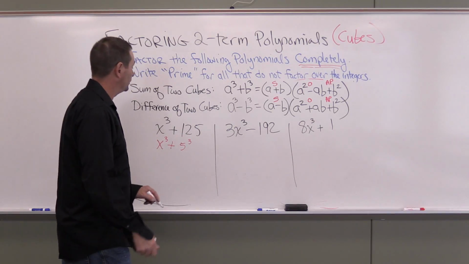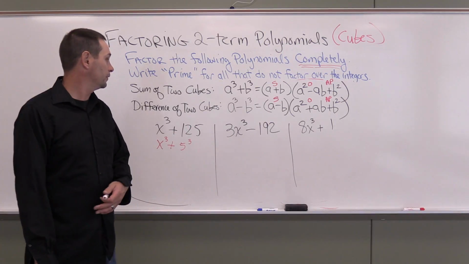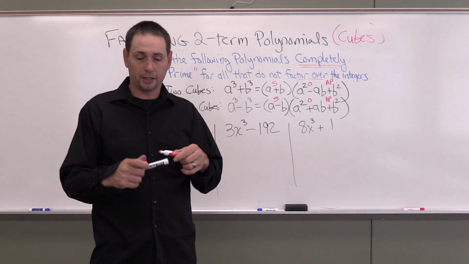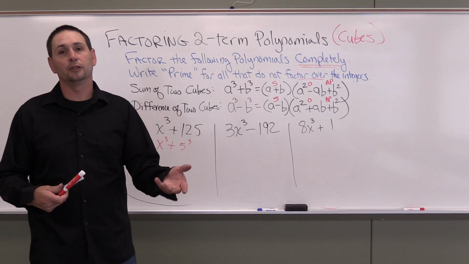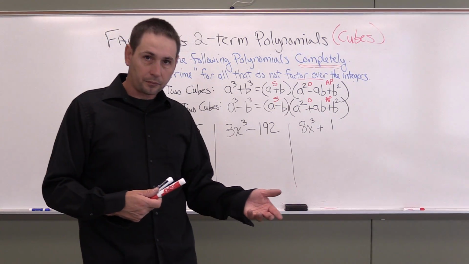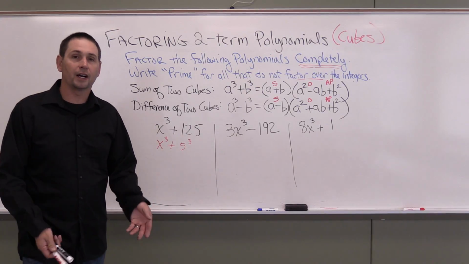Just like with the squares, it's going to be helpful to get to know the different perfect cube numbers. You might want to go: 1 cubed is 1, 2 cubed is 8, 3 cubed is 27, 4 cubed is 64, 5 cubed is 125, and so forth.